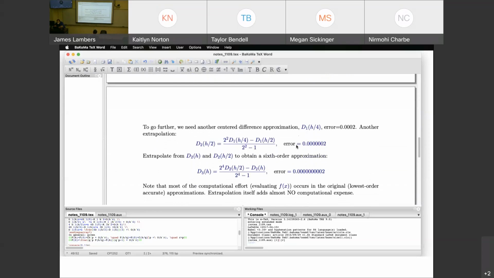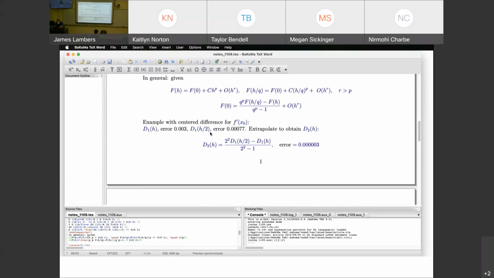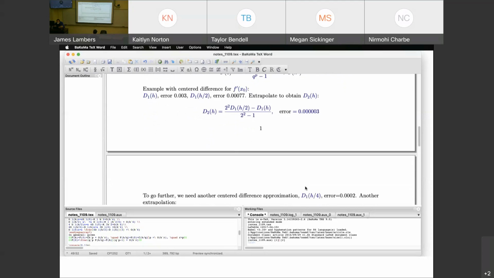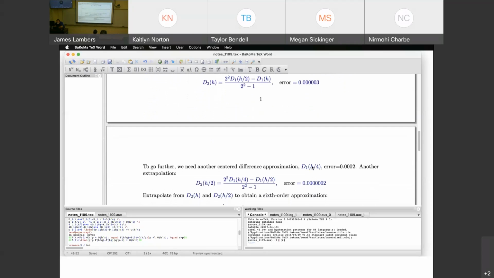Okay. Now, I had approximations with spacing h and h over 2. So now I do a third approximation, h over 4. So the original spacing was 0.01, and then I have here 0.005, and now I have 0.0025. So the error is somewhat smaller.